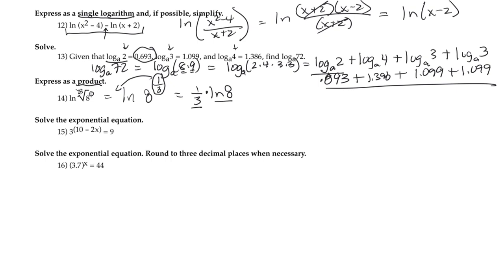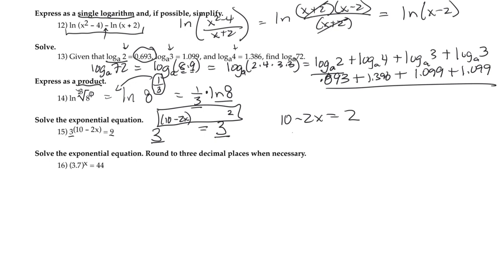I'll do these last two as well. So this first one is 3 to the 10 minus 2x. The next one, I notice that 9 and 3 are similar. Like I can write 9 as a power of 3, so I'm going to write that as 3 squared. If I have same bases, then I can just equate their exponents. So it'll be 10 minus 2x is equal to 2.